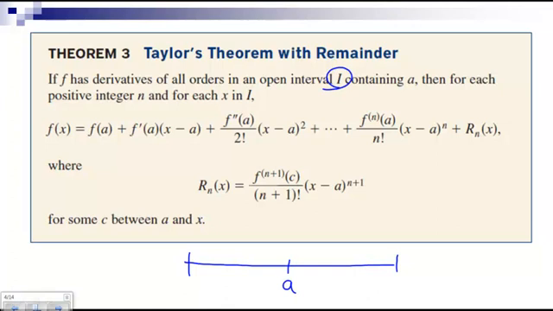Okay, for e to the x, we know all the derivatives of e to the x. Those are what we're talking about. And what about x squared? We know all those. Those go to infinity. Okay, so this would apply to this as well, for each positive integer n and for each x in I.